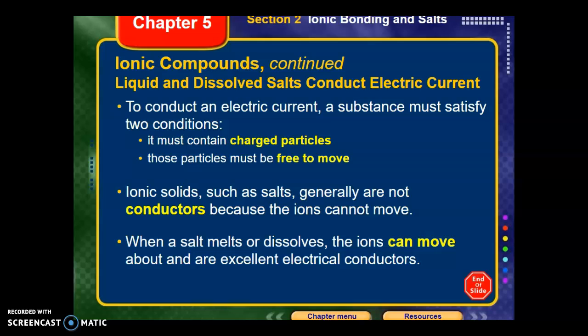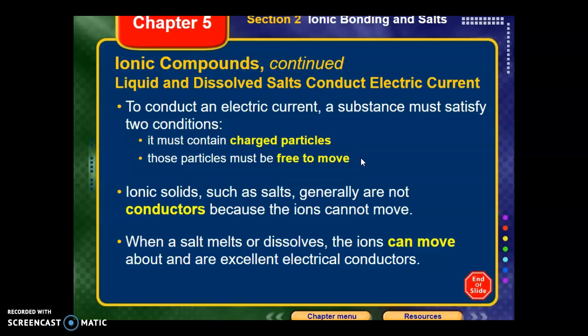So, in order to conduct electricity, there's two things that have to happen. This is very important for life. A substance must contain charged particles, and those particles must be free to move. Those are the rules for being able to conduct electric current, right? You have to have charged particles, and those particles need to be free to move so that they can conduct the electricity, right? Because electricity is moving electrons.